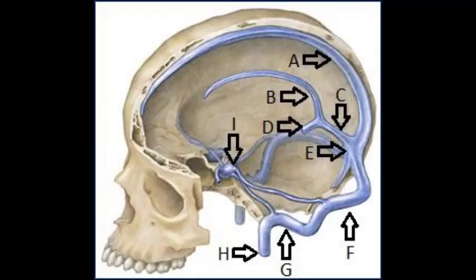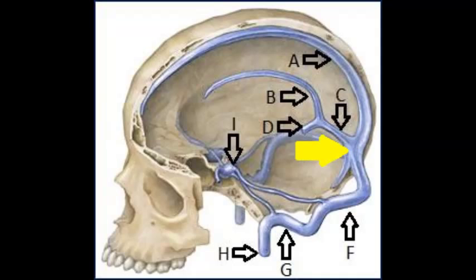The superior sagittal sinus is responsible for most of the drainage from the superior portion of the brain. The inferior sagittal sinus is responsible for drainage of blood from the internal brain. Here we have the straight sinus.